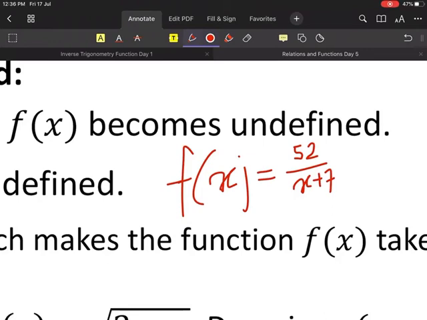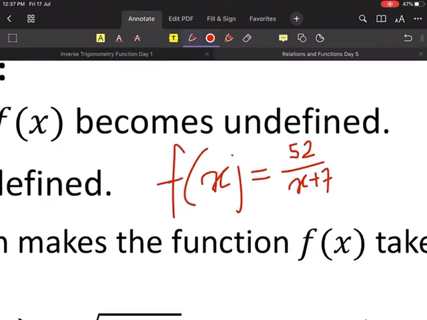What is the domain of this function? So what was domain? Domain was what? All the possible values of x for which the function is defined, right? Yes or no?